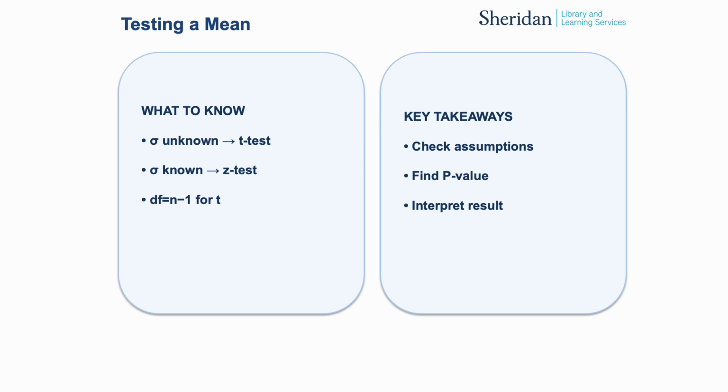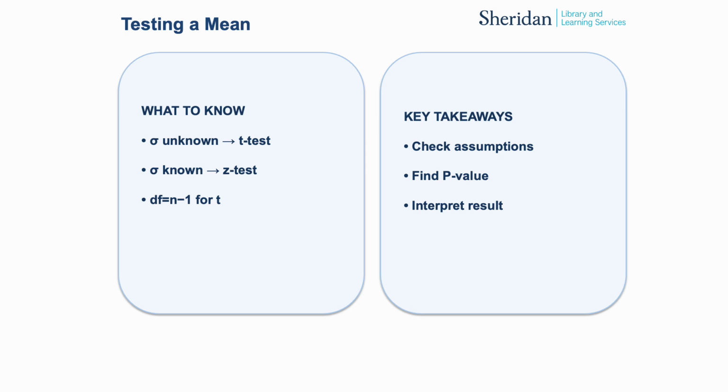You still need to write the hypothesis correctly, identify the tail of the test, calculate the p-value, compare it with alpha, and most importantly, write a meaningful conclusion. In other words, the process doesn't change. The only thing that changes is the formula you use to calculate the test statistic.